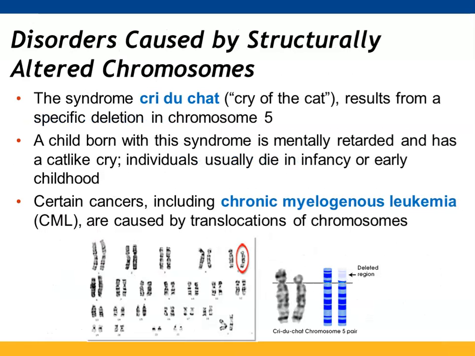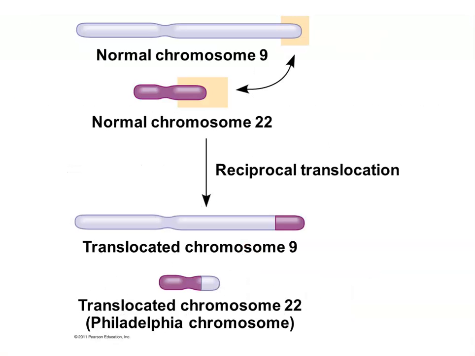and still be alive. Cri-du-chat is when you have a deletion with chromosome 5. Individuals with this have some intellectual deficits. They have a cat-like cry. They do not live very long. Some cancers are known to be present when you have a translocation. CML would be one of those, and there you can see the piece of chromosome 9 being translocated to chromosome 22.